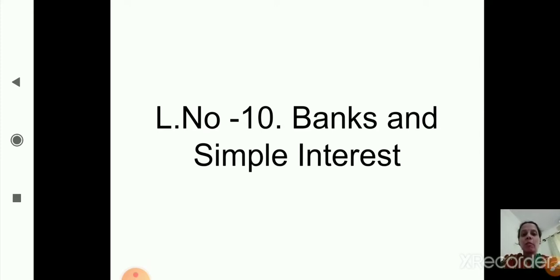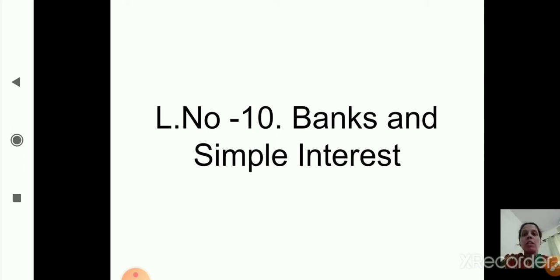In the previous session we started lesson number 10, banks and simple interest, and completed the first sum from practice set 40. There are two formulas to find total interest and amount. Total interest I is equal to P into R into T upon 100, where P is principal, R is rate of interest and T is time in years. And amount is equal to P plus I, that is principal plus interest.